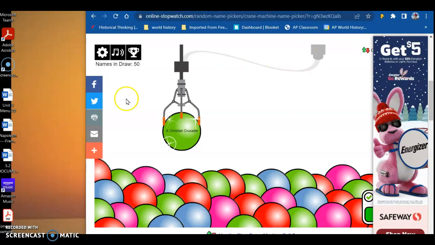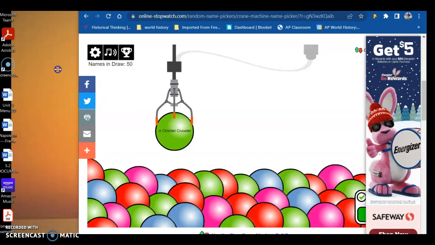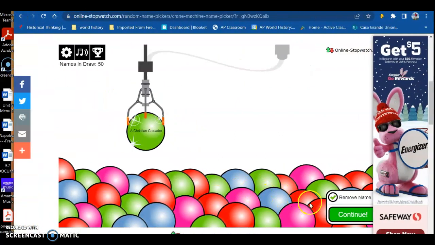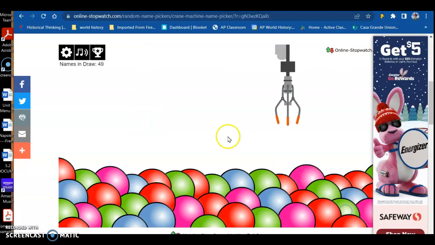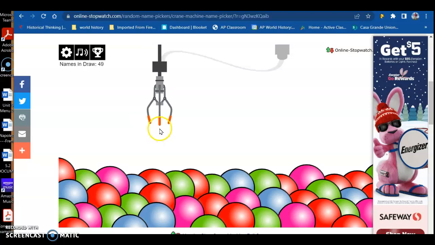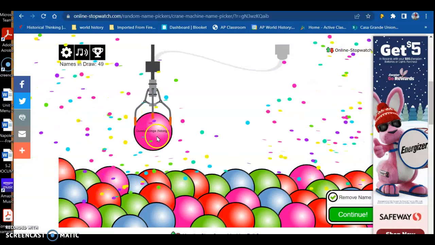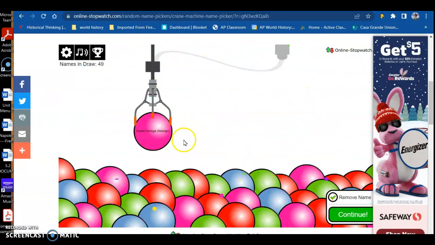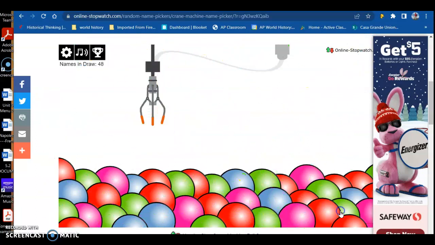Now, I don't know how to get rid of the Energizer Bunny over here, so I'm going to make this a little bigger so we can see it. Then you're going to hit continue. Notice that it will go down to 49 names. You've eliminated the first choice. Woo! Look at this. Queen Nzinga of Ndongo. You're going to do this 3 times, kids.